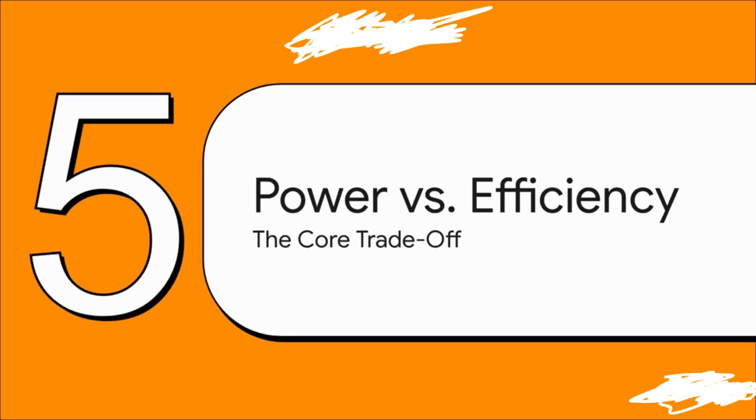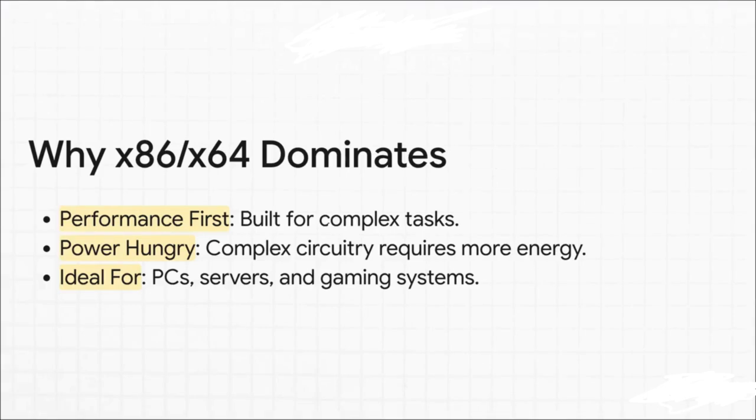And this brings us to the most important question. Why on earth would you choose one way over the other? Well, it all comes down to this big trade-off between raw, unadulterated power and energy efficiency. That super complex circuitry in an x86 chip, it's built for one thing, brute force. It's made to just tear through massive, complicated jobs.